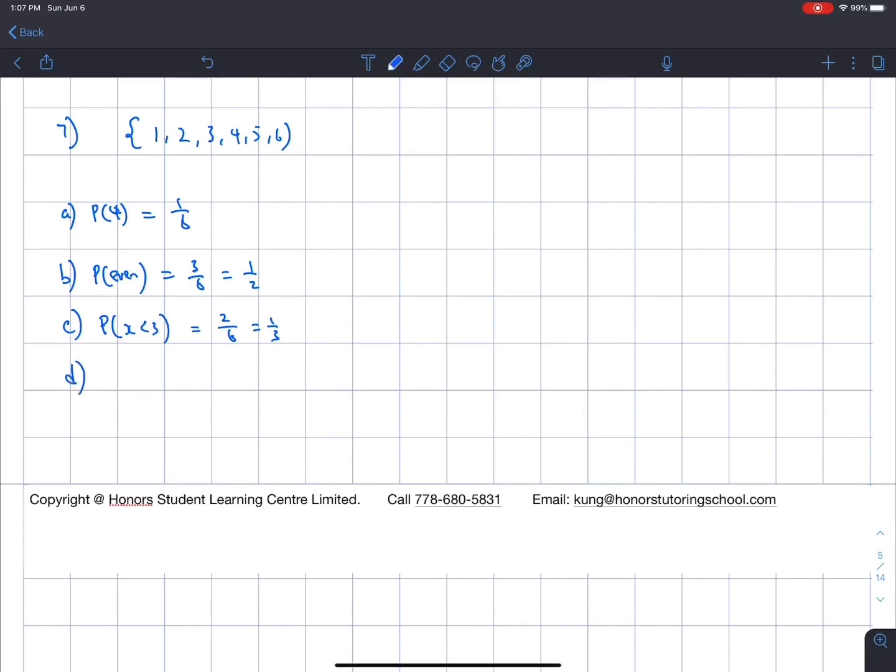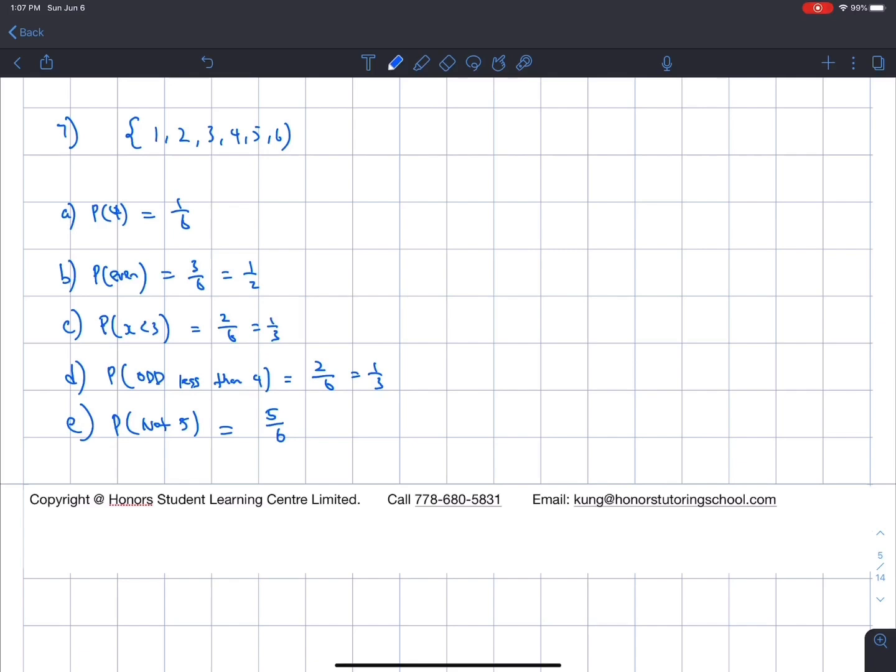And the probability of an odd number less than 4. Odd and less than 4. So less than 4, we have 3, 2, 1. Odd, just 2 of them. That's 2 out of 6, and we simplify this to 1/3. E, probability of not 5. Well, not 5 is just all the other ones, right? 1, 2, 3, 4, and 6. So there's 5 of them, and again, the total possible outcomes is 6.